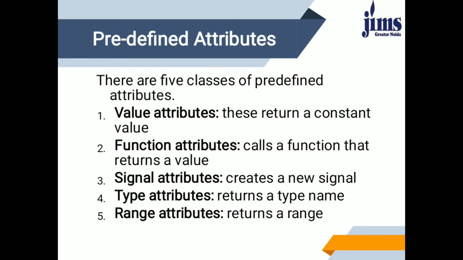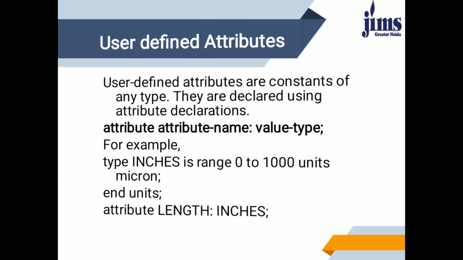There are 5 kinds of predefined attributes. These are value, function, signal, type, range. Value attributes return a constant value. Function attribute calls a function that returns a value. Signal attributes create a new signal, whereas type attributes return a type. Range attributes return a range of a signal.